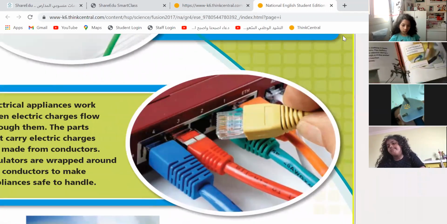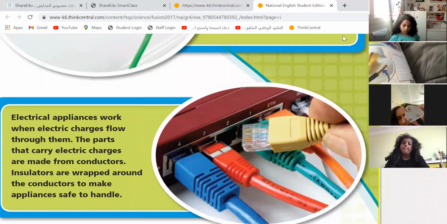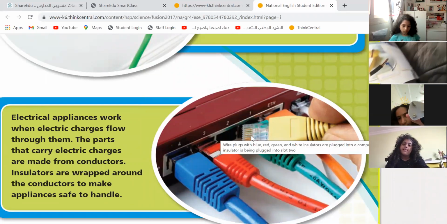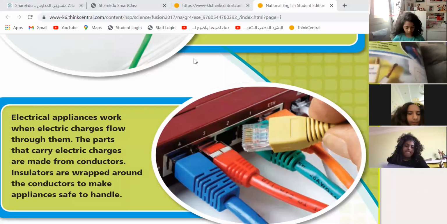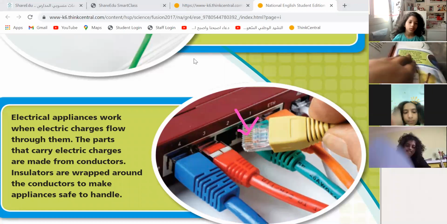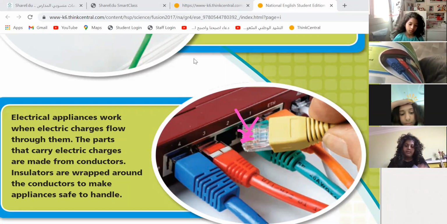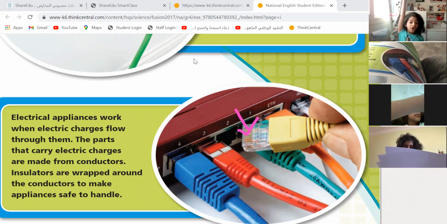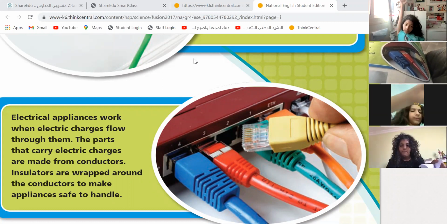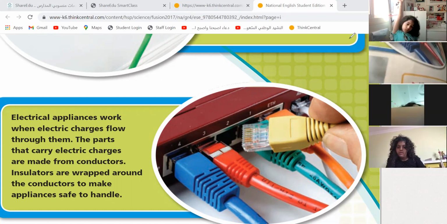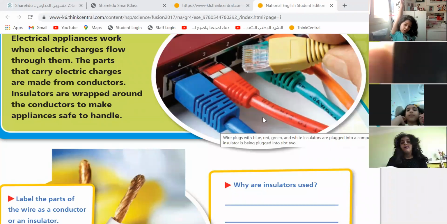Also, from the outside, they are made from insulators, but the part that you need to plug into electricity is made of metal. It's always made of metal. Can you see these lines made of metal? Why? So they can conduct electricity and give it to the wires so the thing that you need to work can work. Do you understand with me? Yes. Very good.